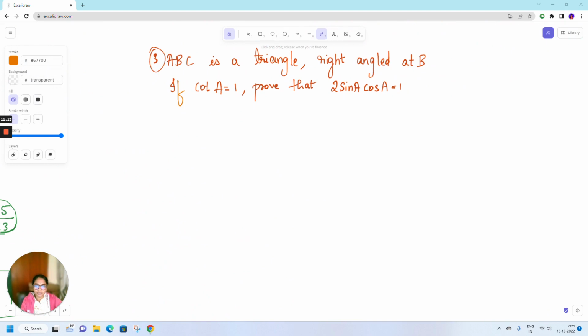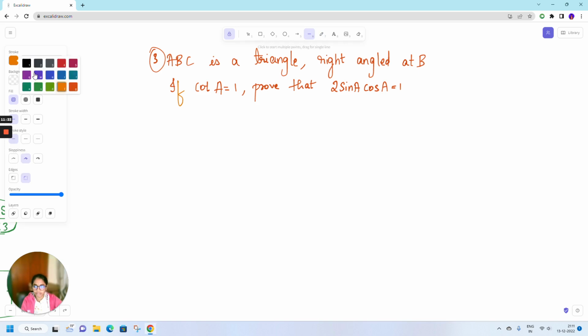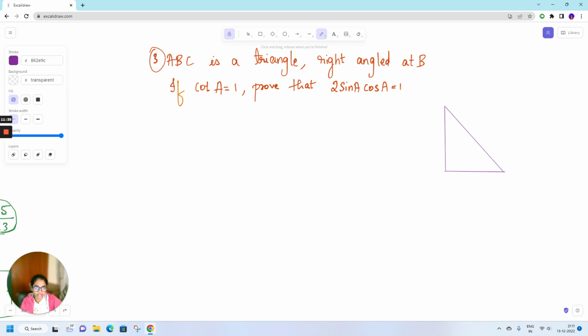That is, ABC is a triangle right angled at B. What do you mean by that? Let me take a right angle triangle. Okay, this is a right angle triangle. They are saying ABC is a right angle triangle, right angled at B. So this is A, this is B, and this is C, right angled at B.